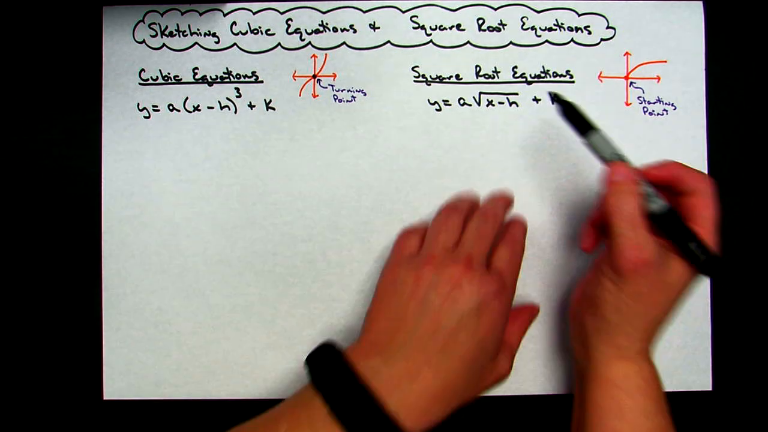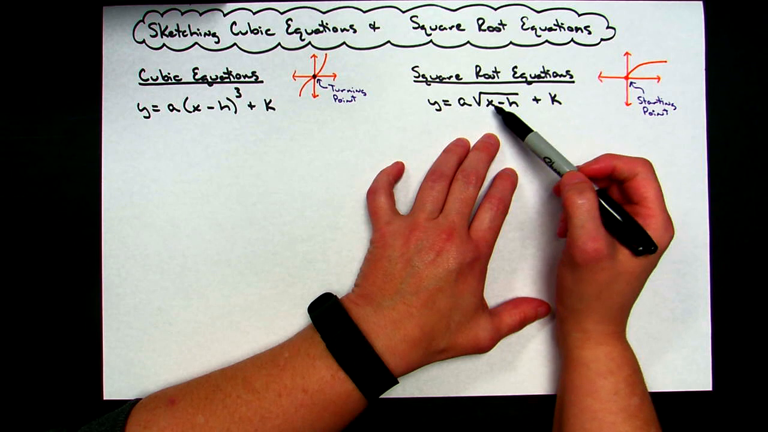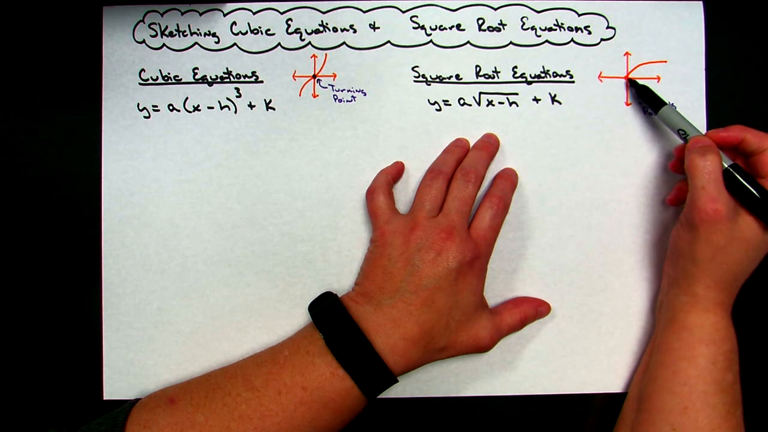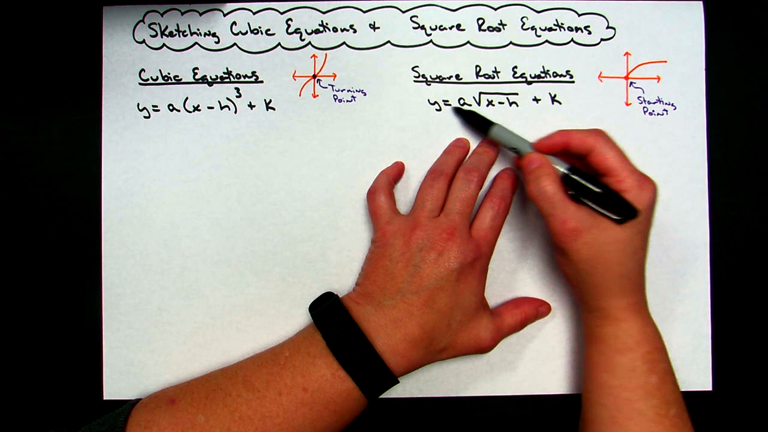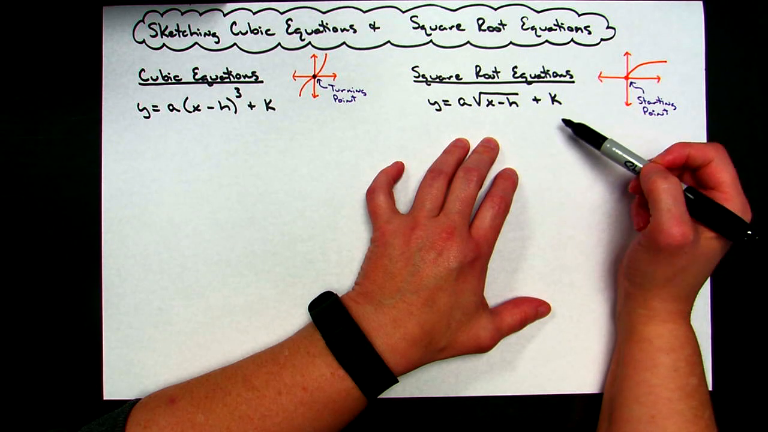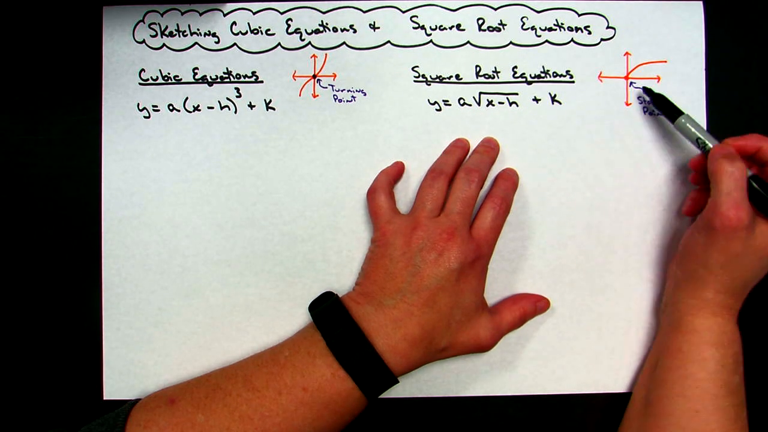Square root equations basically have what I call a starting point and go up and to the right, and then it varies from what your leading coefficient is. Once you start shifting and translating around the graph, that starting point changes.